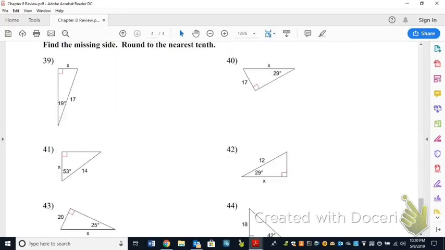So last group. So here we have number 39. We have this angle, 19. We have our opposite and our hypotenuse. So we want to look and we go, okay, what trigonometric ratio relates opposite and hypotenuse? And the answer is sine.